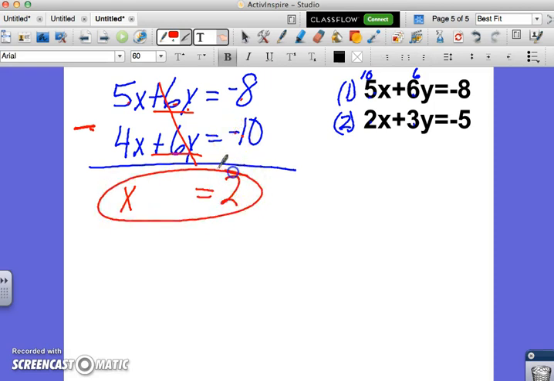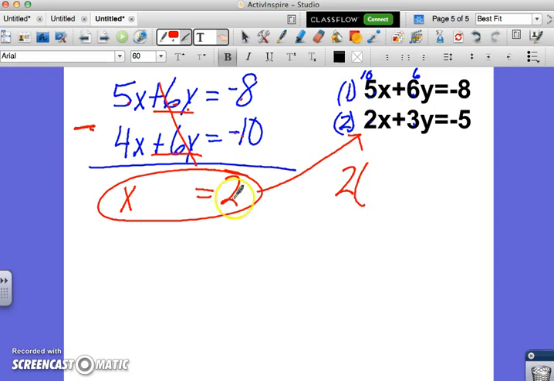Hey, look. Well, this one worked out easy. X is 2. I know what x is. It's 2. So now I can plug it in wherever I want to. I'm just going to plug into this bottom one. I don't have to plug into the one I changed. I can plug into this one right here. We said before, it doesn't matter which one you plug into, just plug it in.